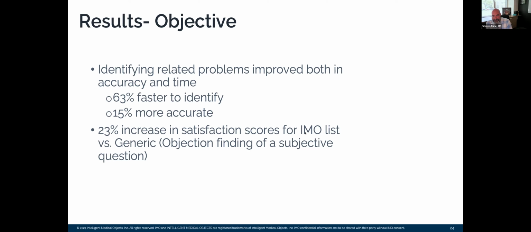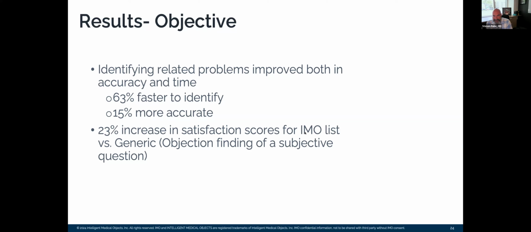Some of the other findings were not as statistically relevant, and we're going to touch on some of the problems with the study that we identified in a moment. 23% increase in satisfaction scores for the IMO list over the generic. I think that's a big number. I would like it to have been higher than that.